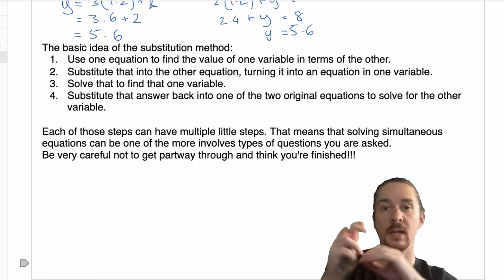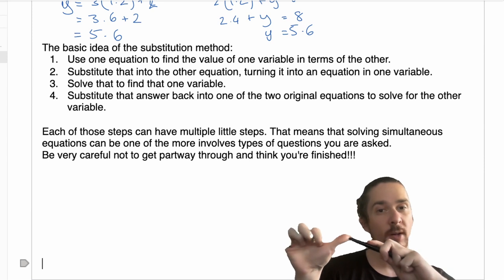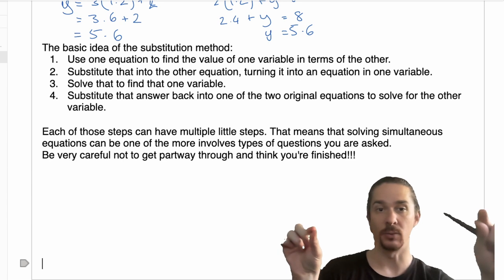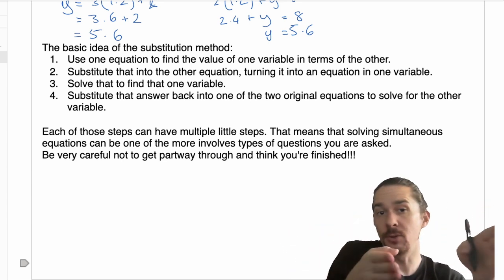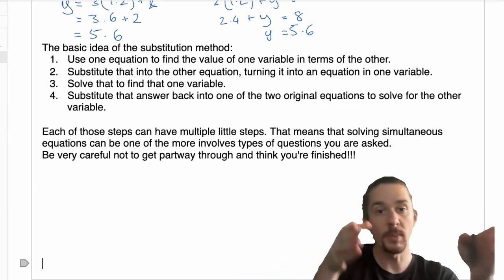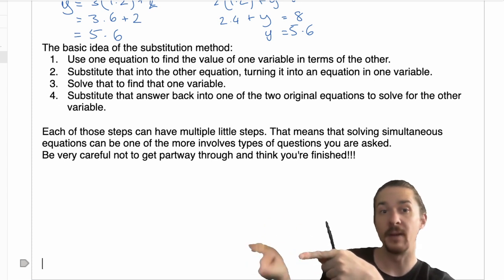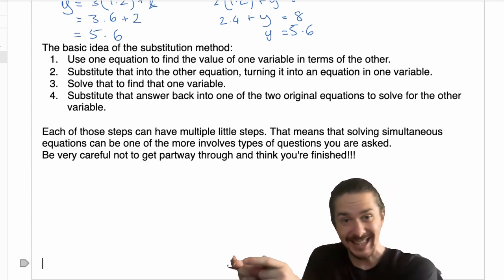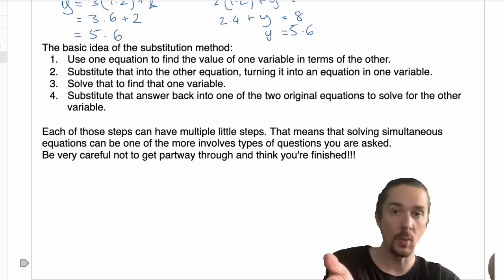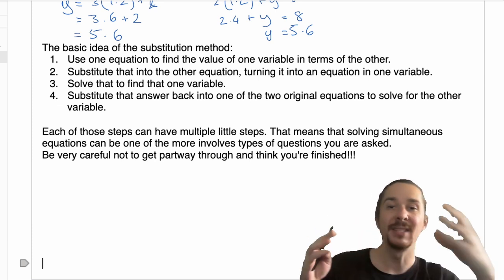Like that. The basic idea is, first, we use one equation to find the value of one variable in terms of the other. AKA, we rearrange one to say y equals. Then we substitute that value into the other equation. Everywhere that there's a y in the other equation, we put the thing that y equals. Then we solve that equation to find the value of x. And we take that value of x and put it back into one of the two original equations to find y, right?